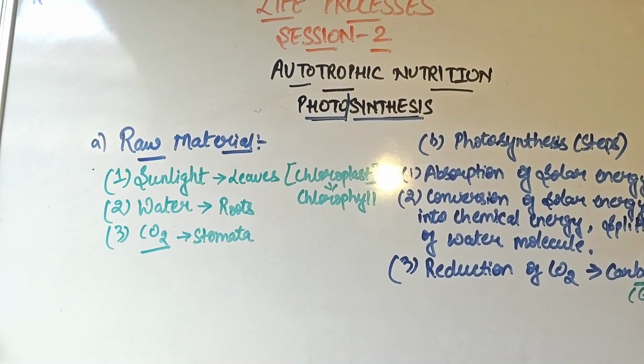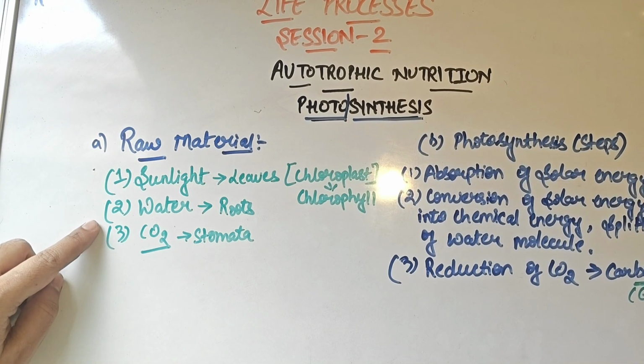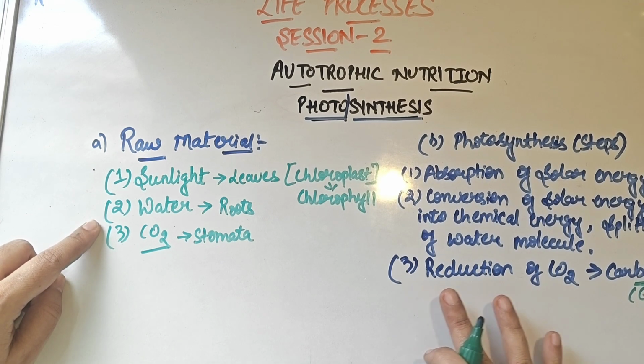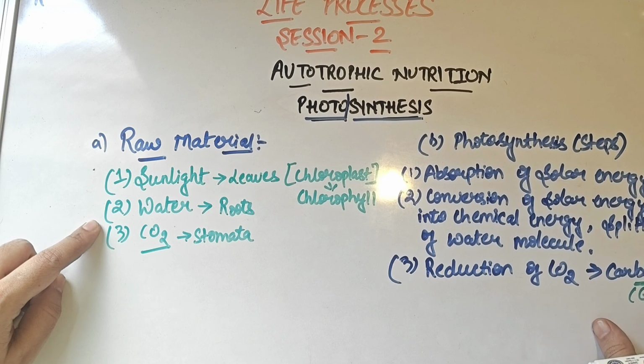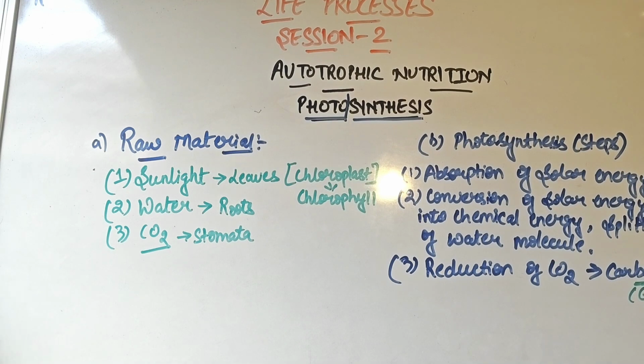First of all, it will absorb the light energy. Secondly, it will convert this light energy into chemical energy, which will be followed by splitting of the water molecule. And once these two steps are done, the third step comes into the picture, where a CO2 molecule will be reduced to produce molecules of glucose, which is going to give energy to the plant. So this is what a basic photosynthetic process looks like.